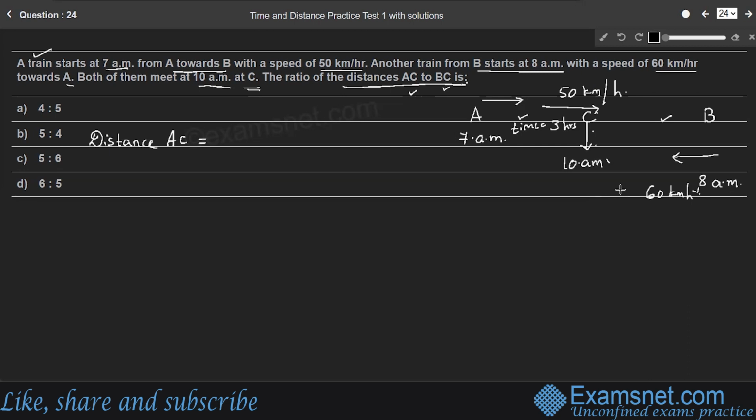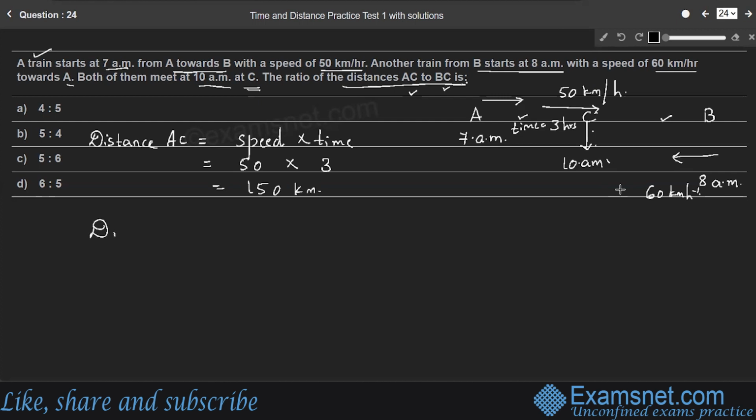And the speed is 50 km per hour. So distance AC is speed into time. By the formula, it is speed into time. So the speed of the first train is 50 km per hour into time, in which it reaches point C, which is 3 hours. Therefore, the distance between A to C is 150 kilometers.